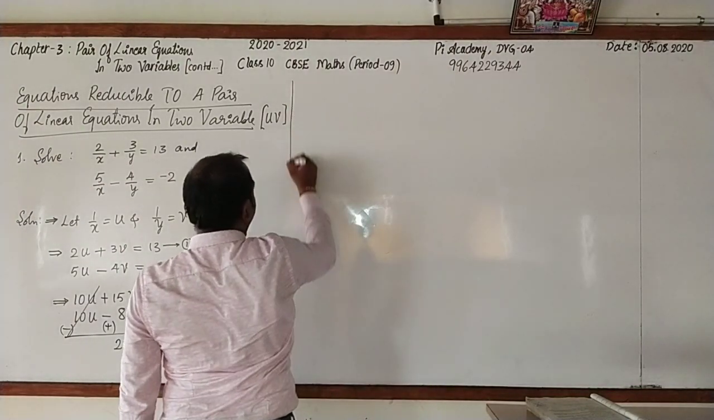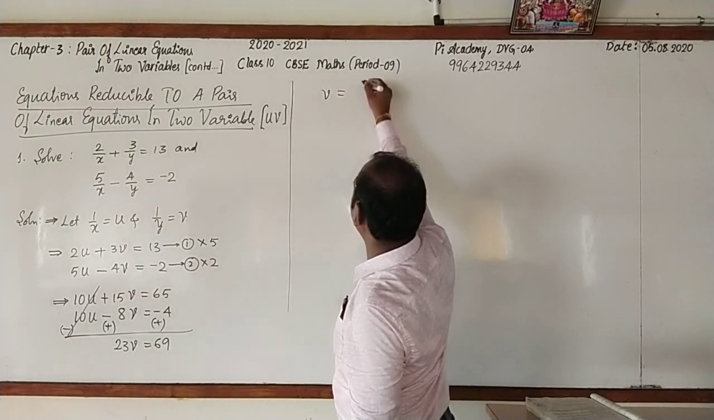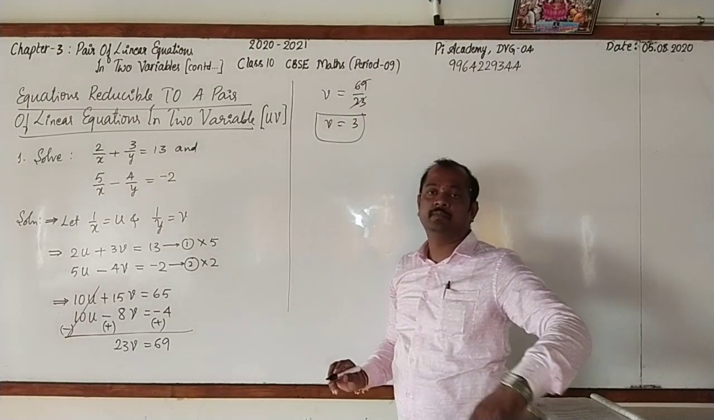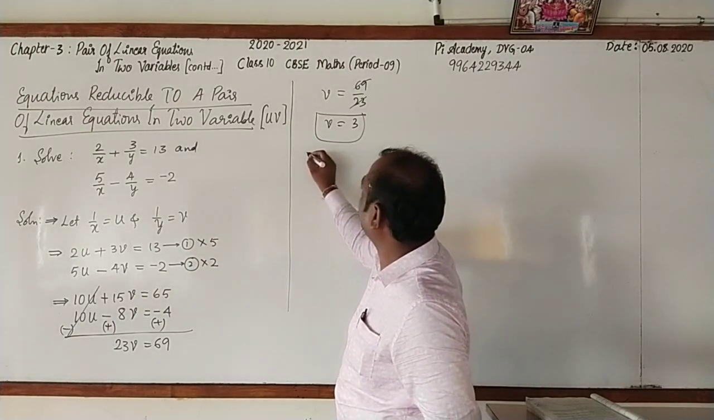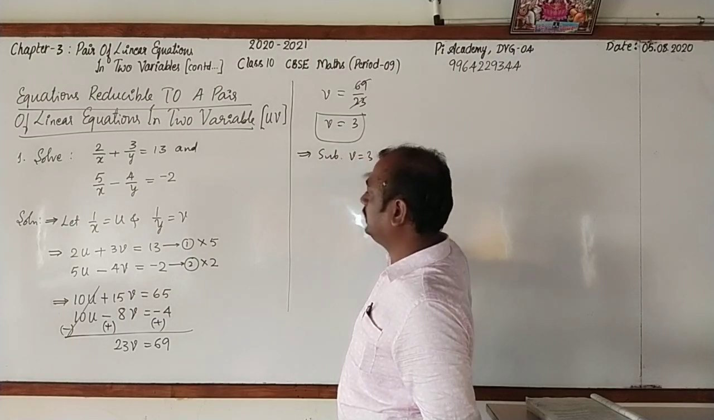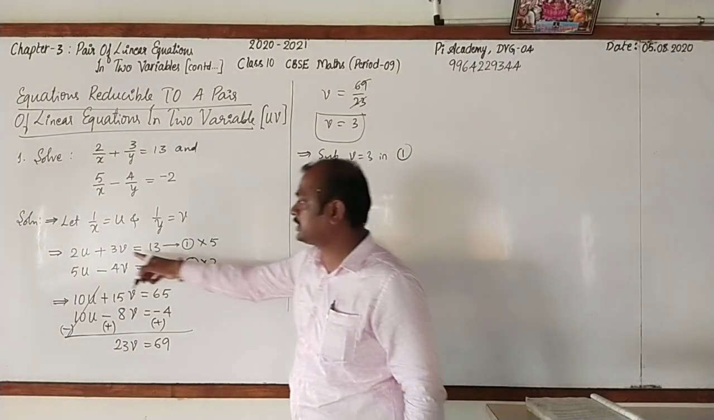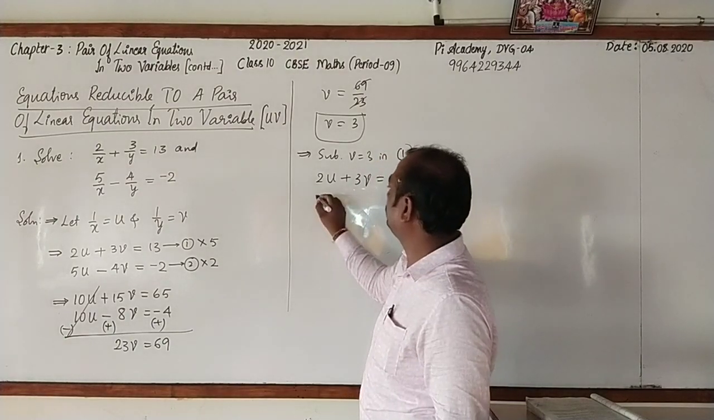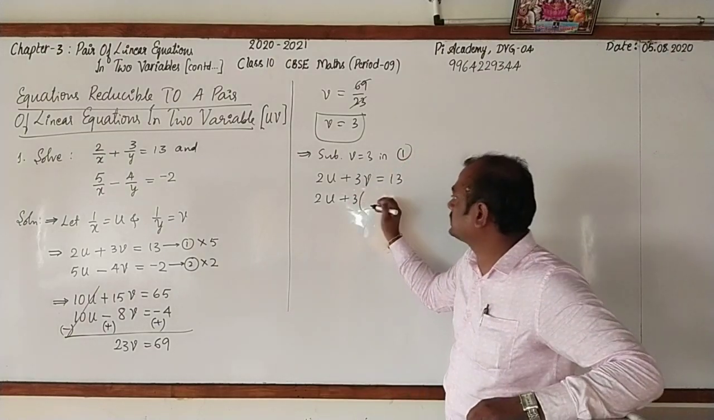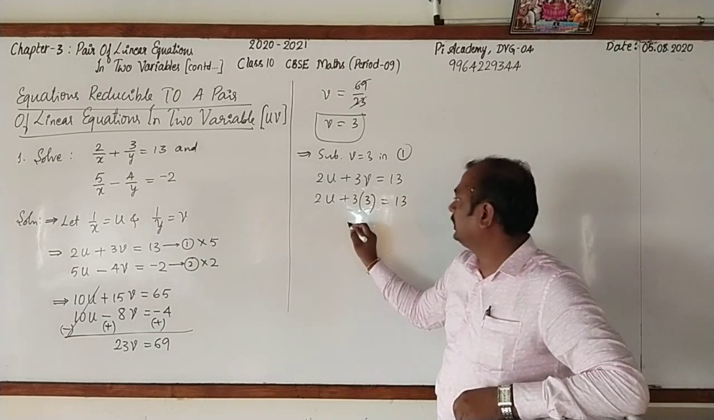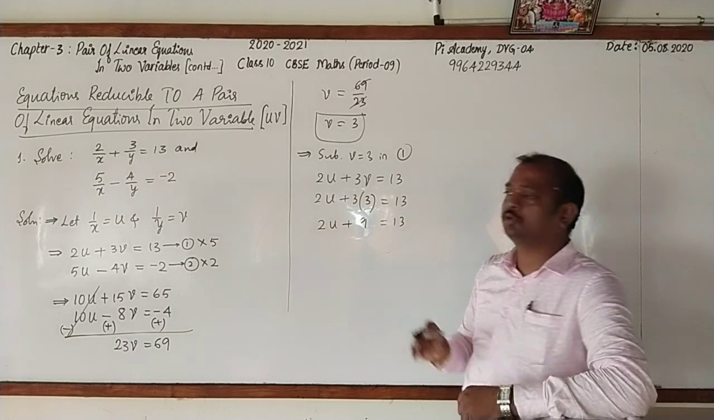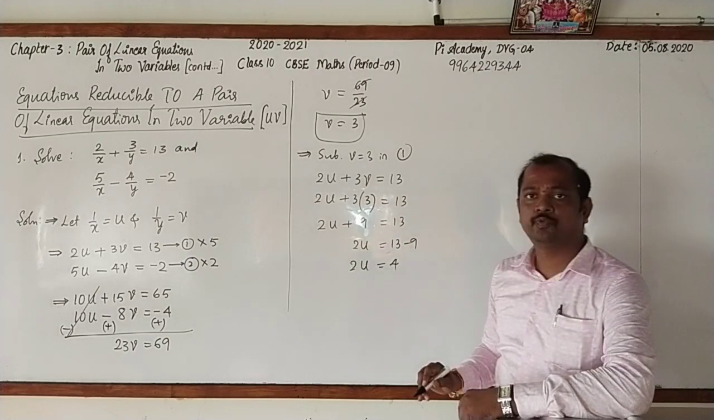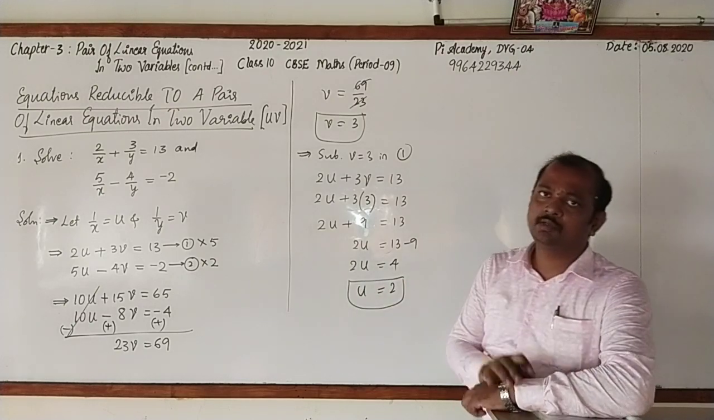Then what will be v? Here I'll write v is equal to 69 by 23. Cancel it. 1s are, it is 3s are. V equal to 3. Then we want u. To get u, you should substitute v equal to 3 in any one of these two equations. I go for taking the first equation. What is the first equation? This is 2u plus 3v equal to 13. Then 2u plus 3 into what is v? V is 3. This is equal to 13. Then 2u plus 3 3s are 9 equal to 13. Then 2u is equal to 13 minus 9. 2u equal to 4. Then what about u? U is 2. Did you understand?